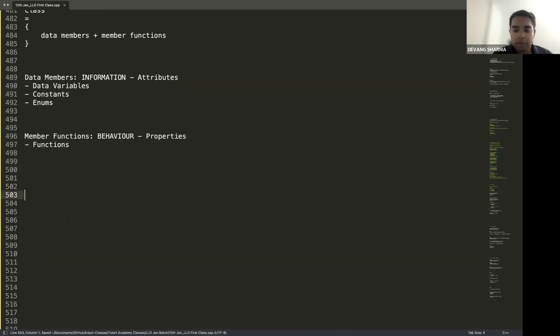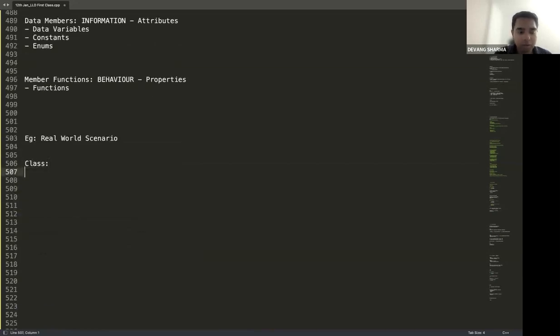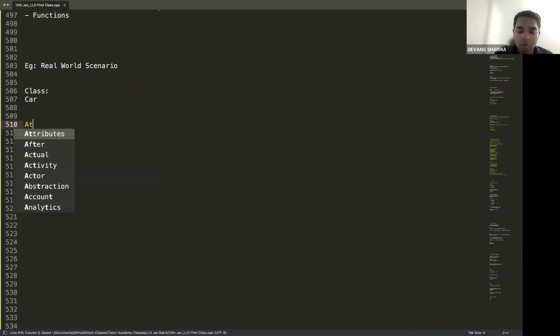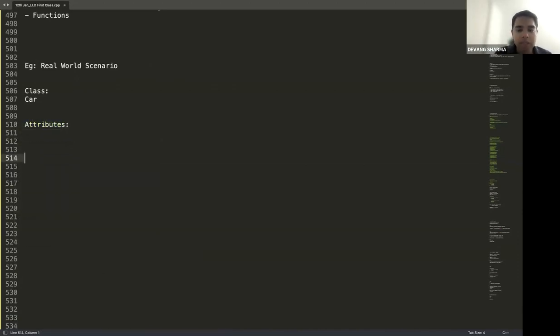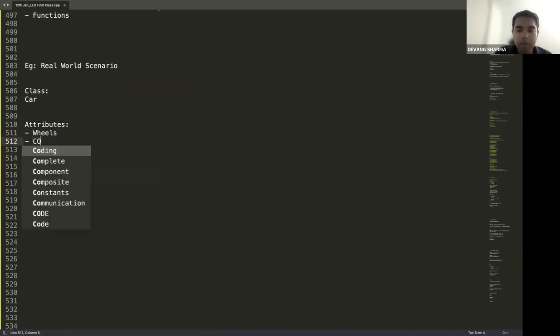To understand that in the real world, let's talk about a real-world example. If I talk about a class, let's say a car, what will be the attributes and what will be the behavior or properties? Let's talk about it. Attributes: a car can have wheels, a car can have a color, a car can have an engine. All of these are attributes, data members.